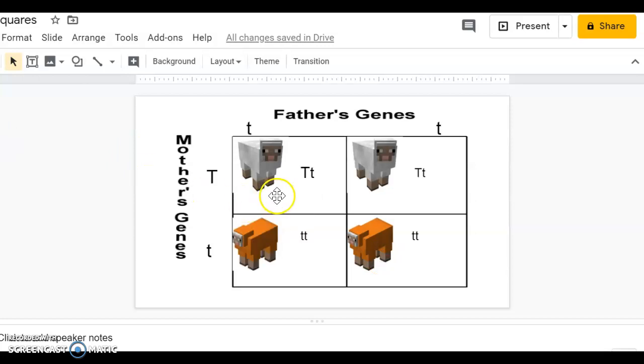When we go here, this child has a chance of being white 50% of the time, and this child has a chance of being orange 50% of the time.